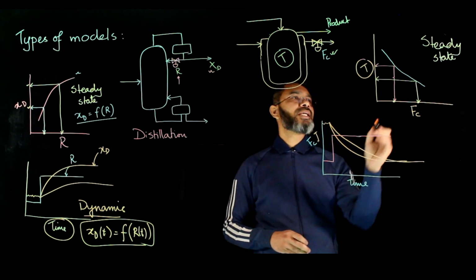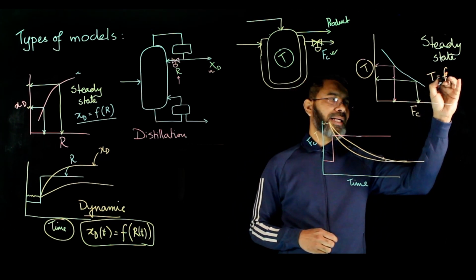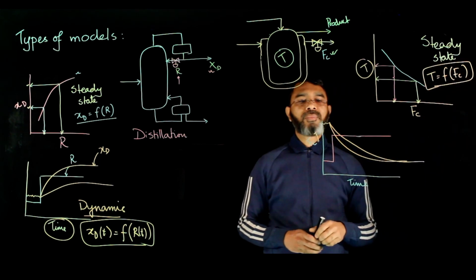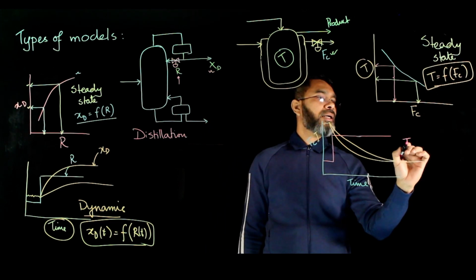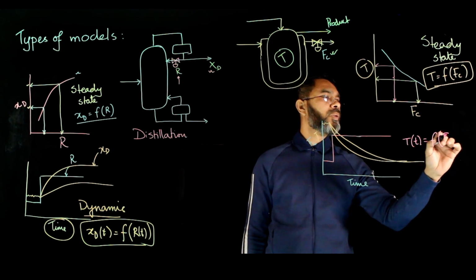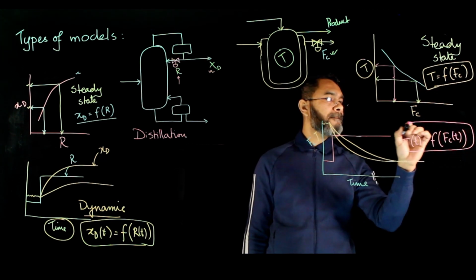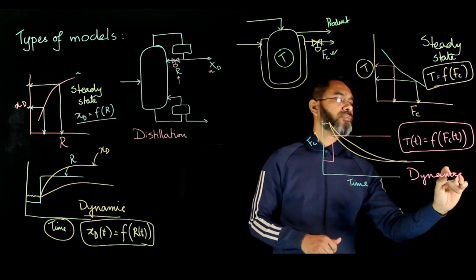So again, the steady state relation will tell you the relation between temperature and the flow rate of the coolant. The dynamic relation will relate the temperature as a function of time to the coolant flow rate as a function of time. So this is what is called the dynamic relation.